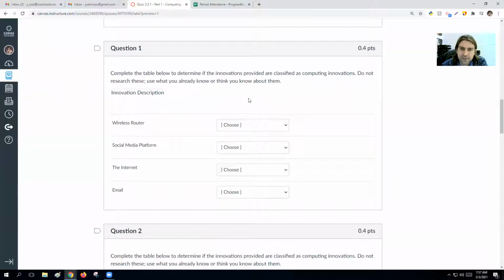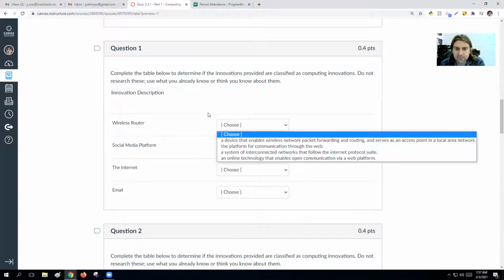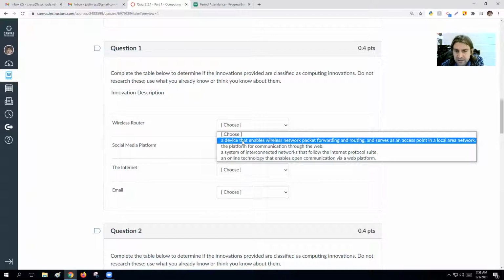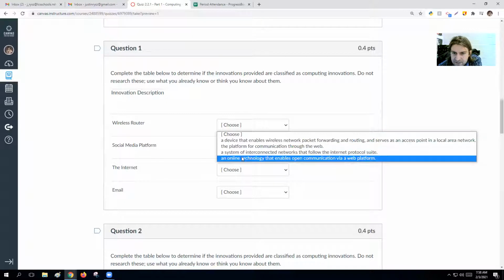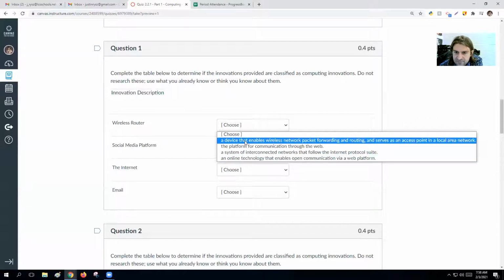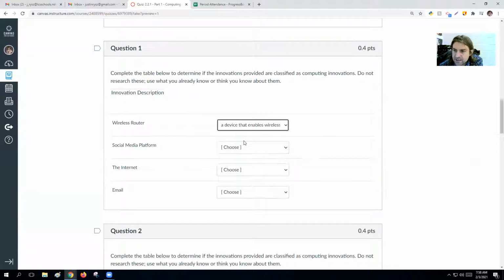All right, so we're going to make sure that you guys understand some of these innovations here. We've got the innovation, and you're going to match it with the description. So we've got a wireless router. What is a wireless router? Hopefully you know that a wireless router, which is a computing innovation, is a device that enables wireless network packet forwarding and routing and service access between them. I'm sure you guys all have a wireless router at your home. Most of you guys do.